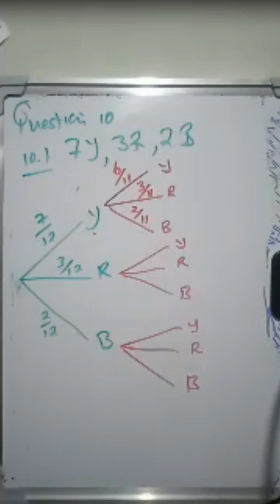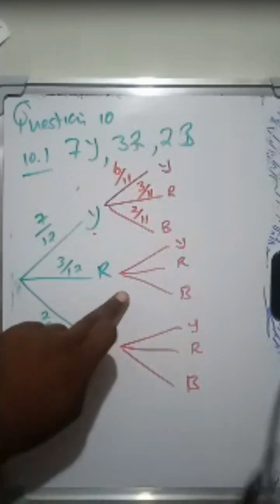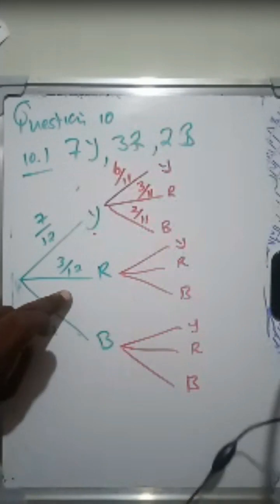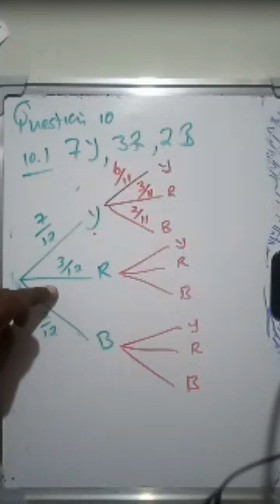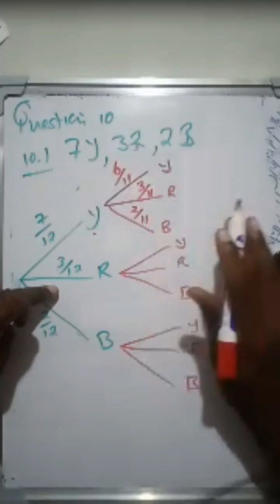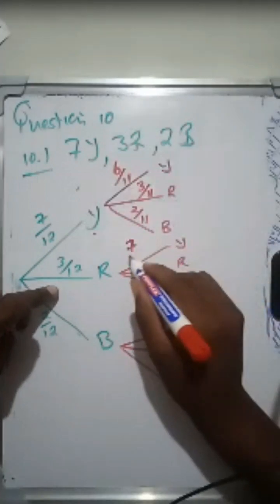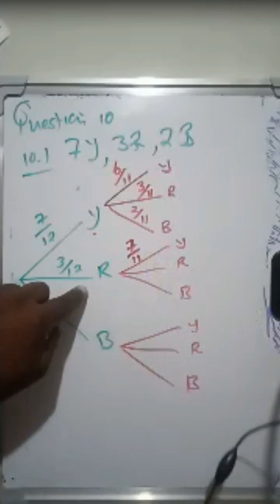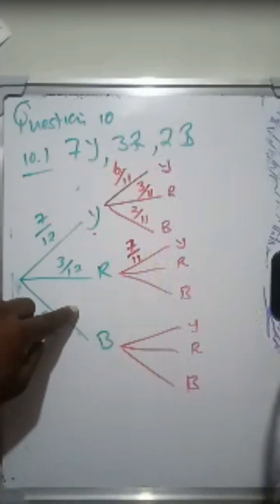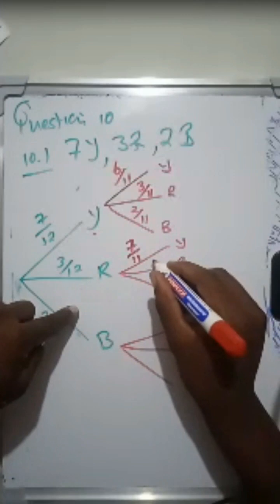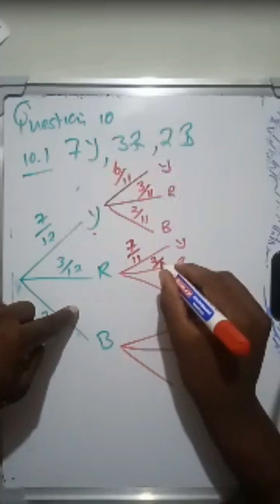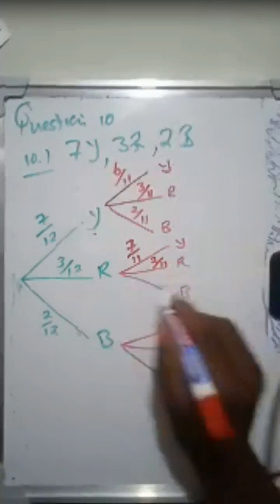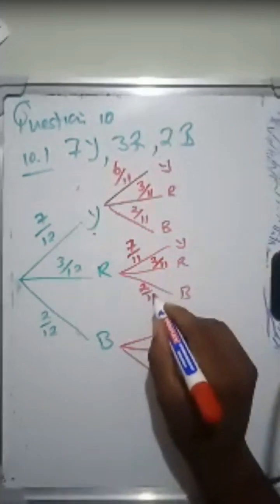Okay? Then we go to this branch. Now a red ball was picked on the first experiment. It means the yellow ball was not affected. There are still 7 out of 11. But a red ball was picked here and there were 3, so now the red ball is affected. We are now having 2 out of 11 because the red ball was taken out there. Then the blue ball was not affected. It's still 2 out of 11.